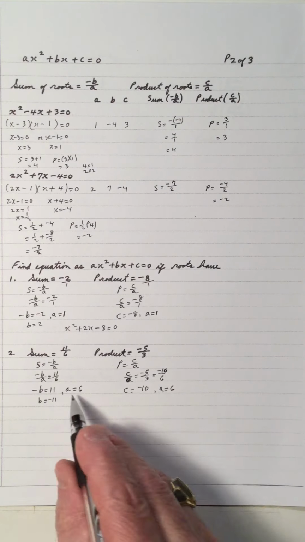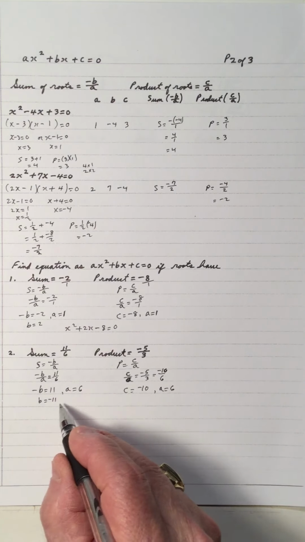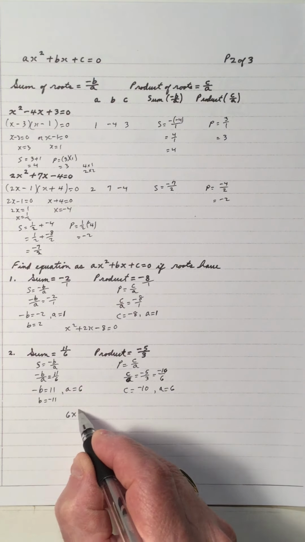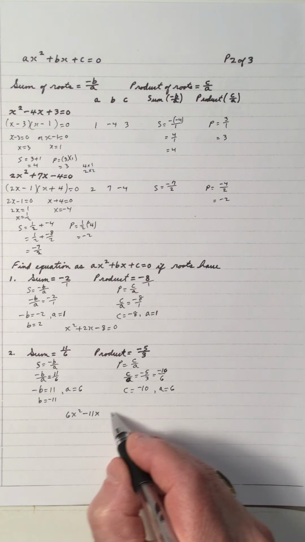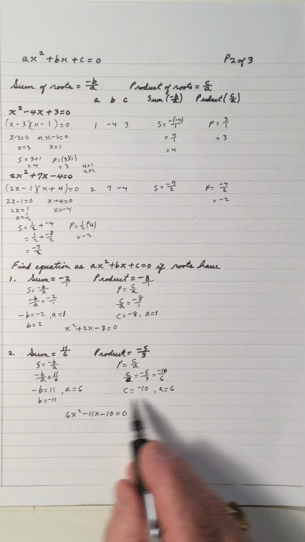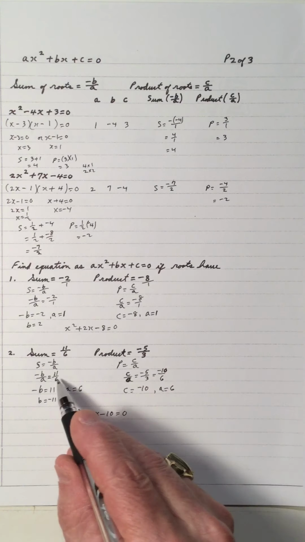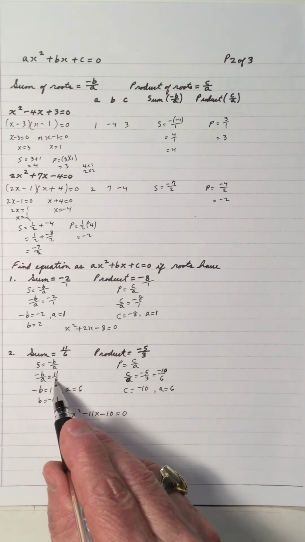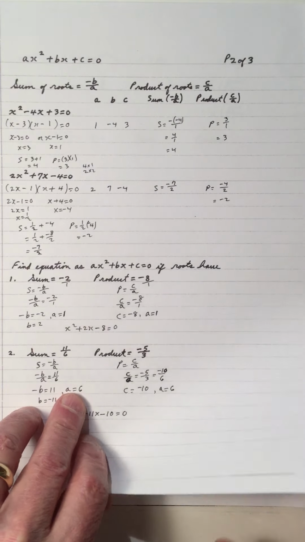So a has to be the same value in the sum and the product. So a is 6, so 6x squared. B is negative 11x, and c is negative 10, equals 0. Again, the a's have to be the same value, so you make equivalent fractions with one of these to get the denominators the same. Okay, let's continue.